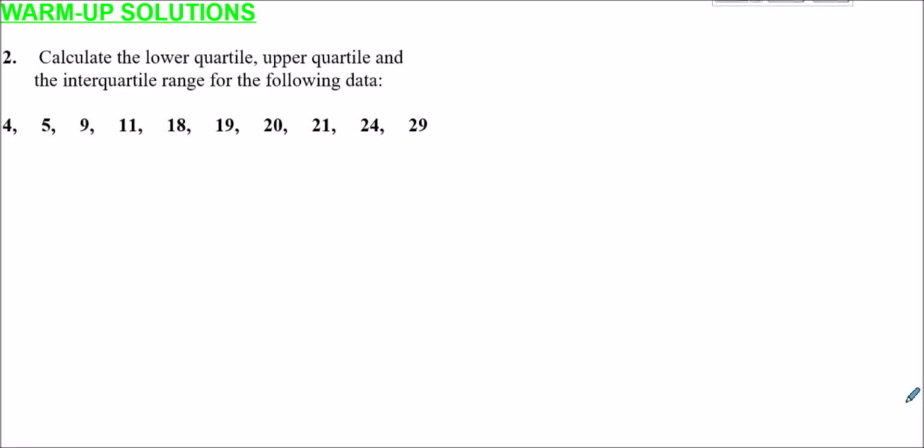For number 2, again we've got to calculate quartiles. Calculate the lower quartile, upper quartile, and the interquartile range for the following data set. Again, I'll show you how to do it manually, but I can't stress enough how much easier it is to use the calculator. I'm just showing you it manually so you can see the calculator is generating sense. It's not just coming from nowhere.